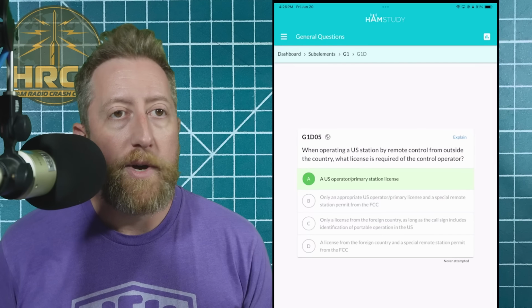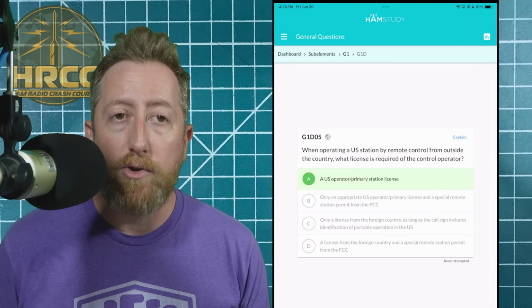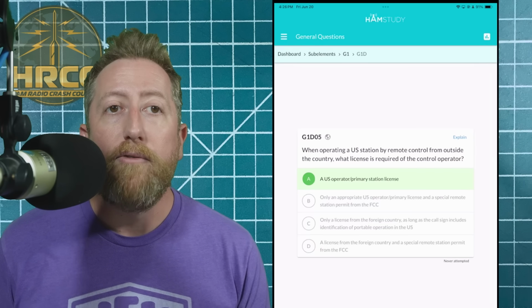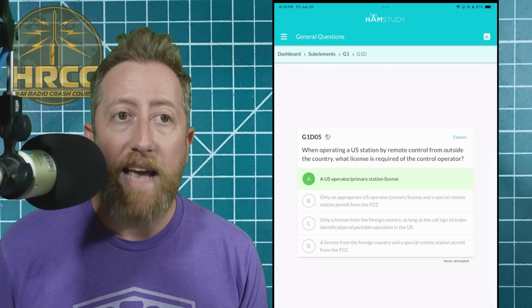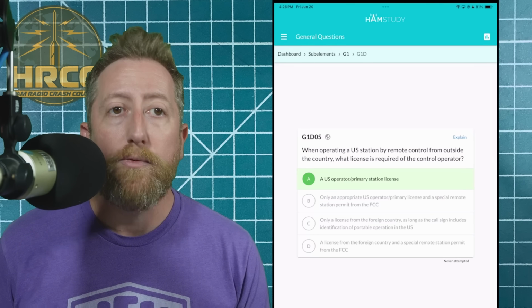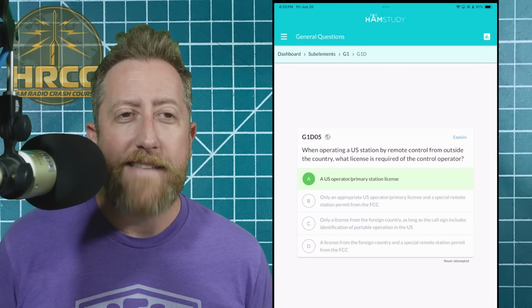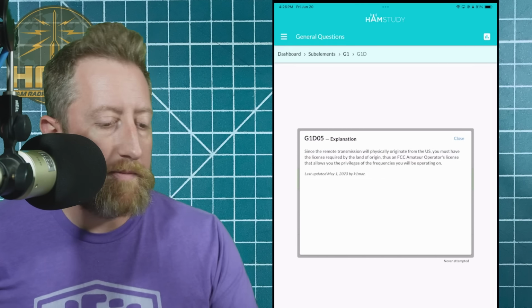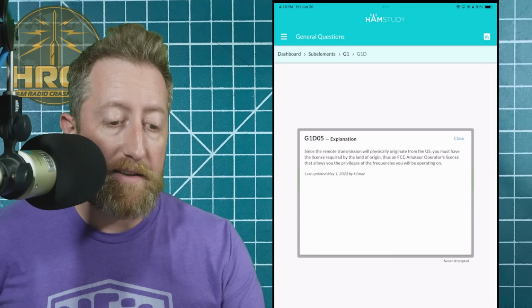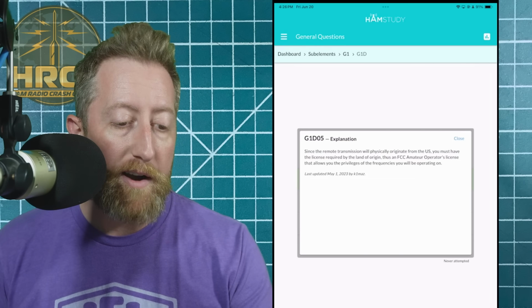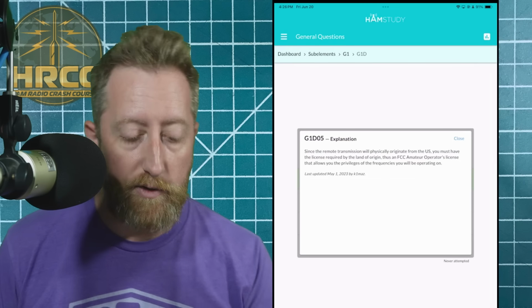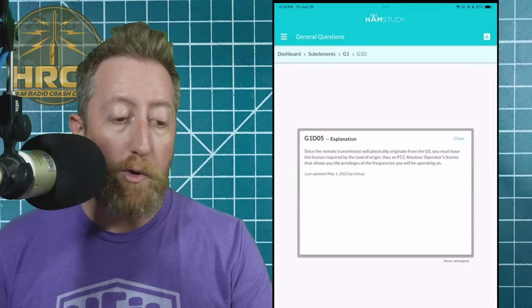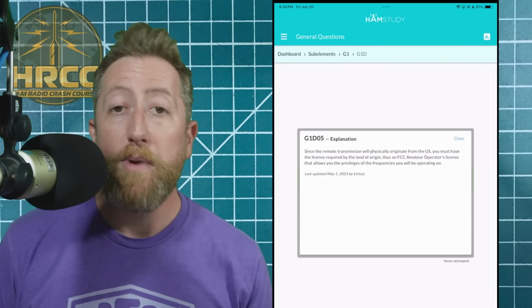Number 5. When operating a U.S. station by remote control from outside the country, what license is required of the control operator? And that is A, U.S. operator primary station license. That is a somewhat tricky one. Let's read a little bit more. Since the remote transmission will physically originate from the U.S., you must have the license required by the land of origin. Now that it's written that way, that totally makes sense. Thus, an FCC amateur operator's license that allows you the privileges of the frequency you will be operating on.